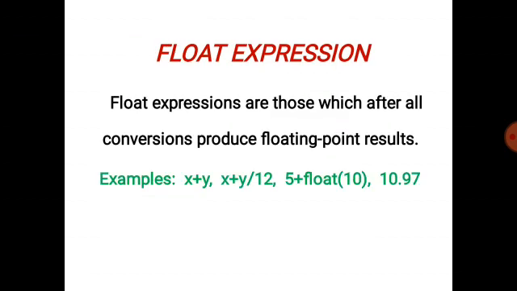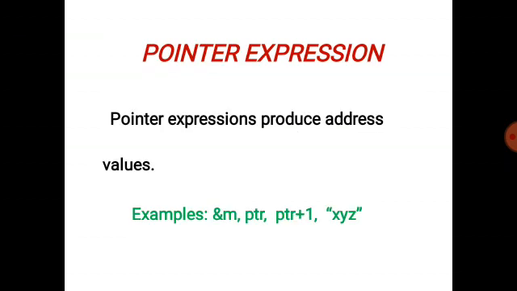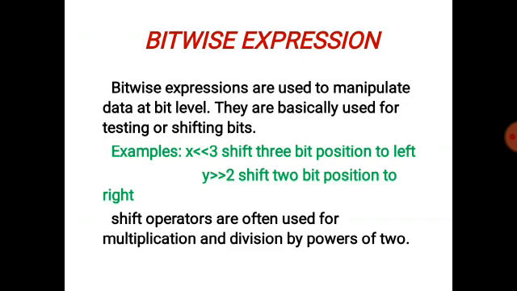The next one, float expression. Float expressions are those which, after all conversions, produce floating point results. That is, decimal point values like 10.97, 15.32, 17.1. So x + y is an expression whose value gives a floating point result. The next one, pointer expressions. Pointer expressions produce address values, like pointer, pointer + 1. In data types we have seen about pointers. The same pointers we can use to represent other values.